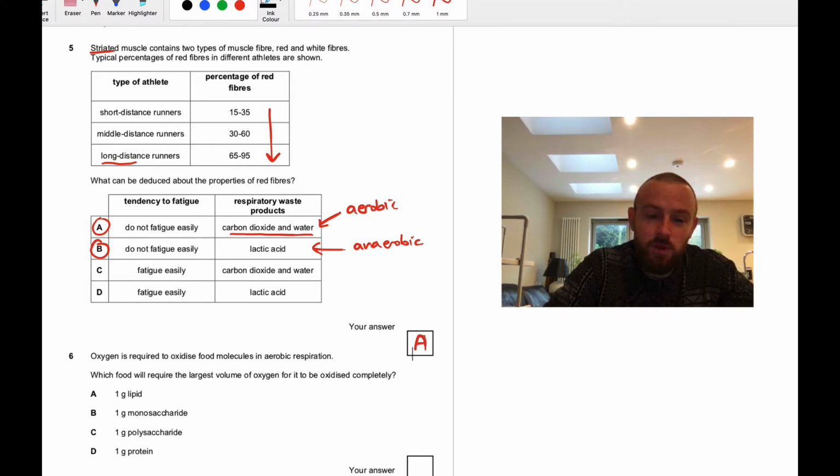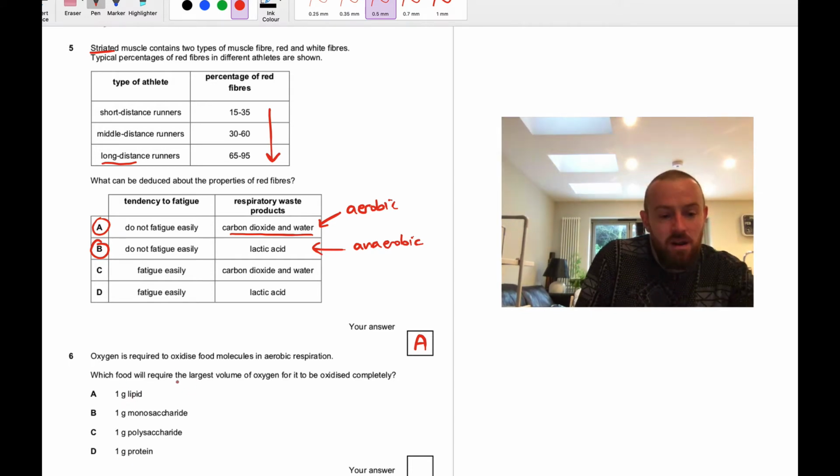6. Oxygen is required to oxidize food molecules in aerobic respiration. Which food will require the largest volume of oxygen for it to be oxidized completely? We've got 1 gram of all the things. That's just a check, make sure it's kind of a control variable. Yeah, 1 gram of each one. And the answer here is going to be lipid.